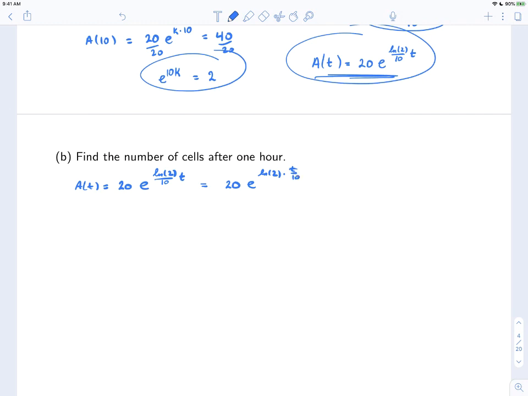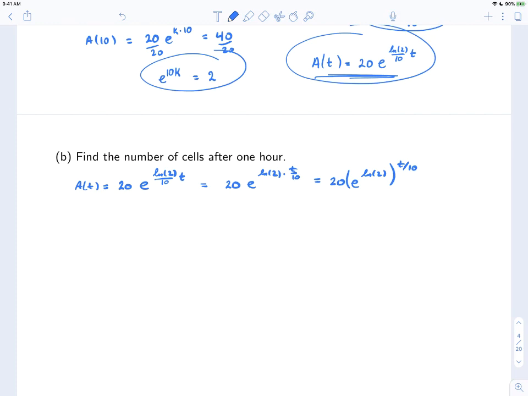Now why would we write it like this? So far all I've done is rewrite ln of 2 over 10 times t as ln of 2 times t over 10. So I've just rearranged these a little bit. But here we have an exponential where it's a base raised to a product of exponents. So we can rewrite this as 20 times e to the ln of 2, and all of this raised to the t over 10.